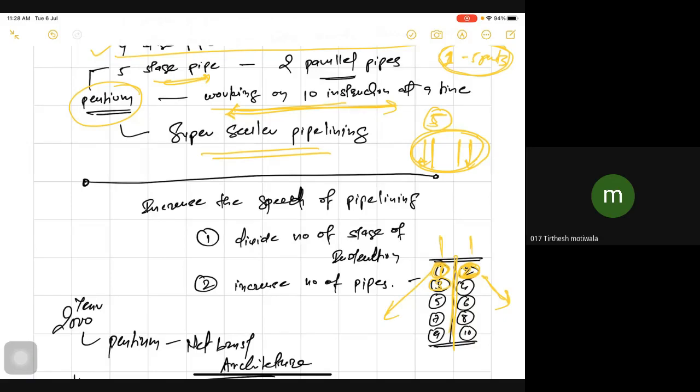So if you want to increase the speed, one way is you can divide your instruction into a number of stages. Second thing is you can increase the number of pipes, the number of cores. So here also my processing is done, here also my processing is done. I just need to execute this one, this one, this one, this one. So at a time I can do tasks parallelly. Get it or not?